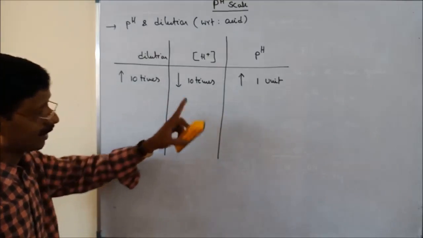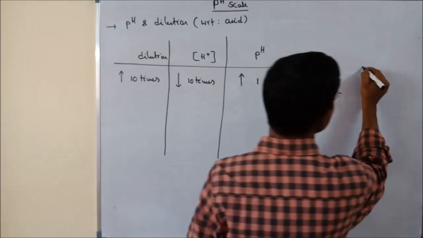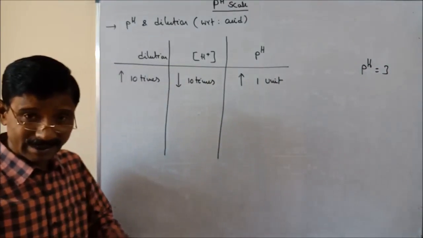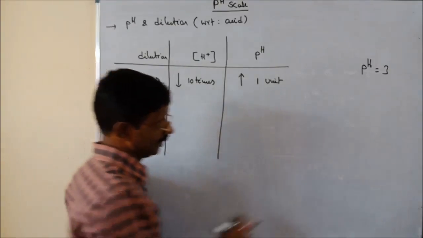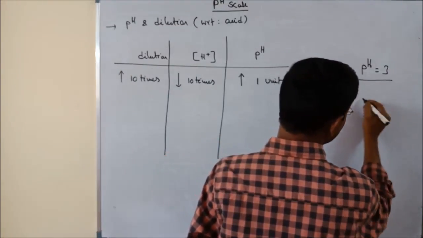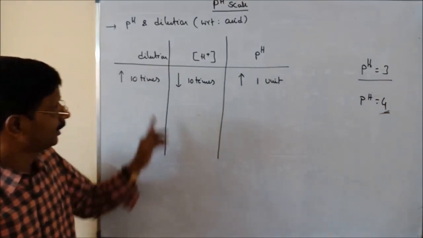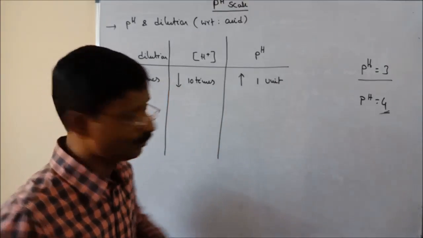That means, I will give the clarity. Suppose there is a solution whose pH is, for example, 3. Now that was diluted by 10 times. What is the resultant pH? Of course, the final pH after dilution will be 4. Because of 10 times dilution, definitely pH is increasing by 1 unit.